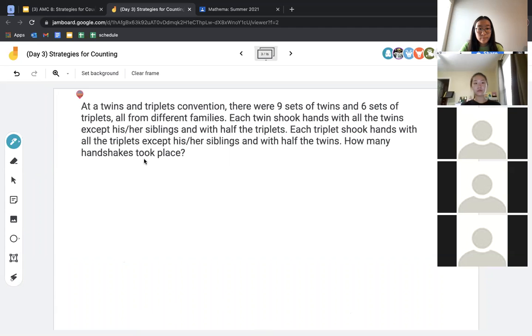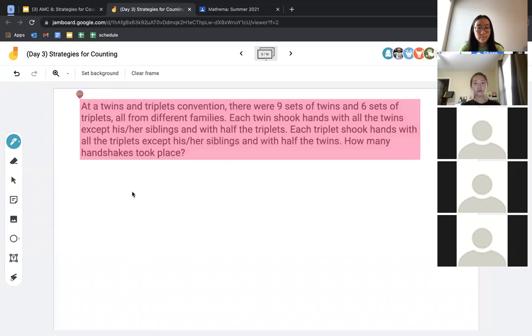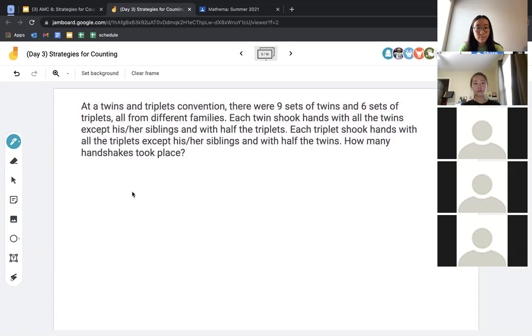This one requires some understanding of how the handshakes work. I've seen this problem on Alchemist. I think they got the problems from Alchemist.